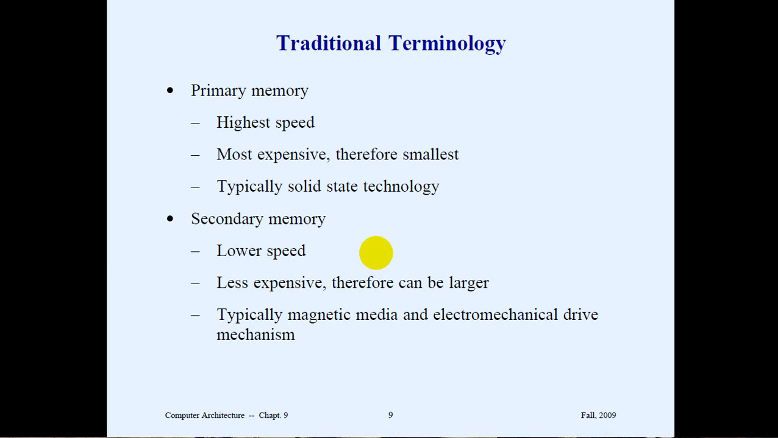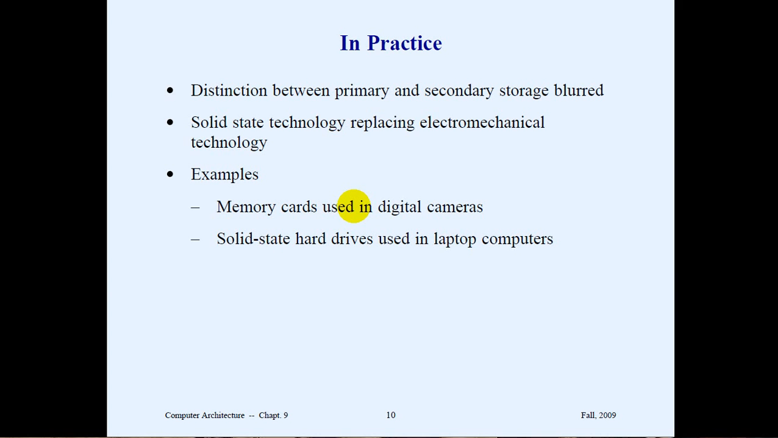Now, secondary memory, on the other hand, is lower speed. It's less expensive. It's larger. And usually this means that it's used in a secondary nature, and we can have more of it. So there is this idea that, for example, memory cards being used in digital cameras or flash drives being used on laptop computers.